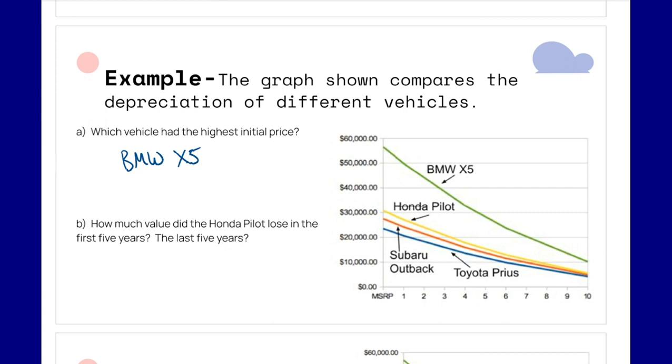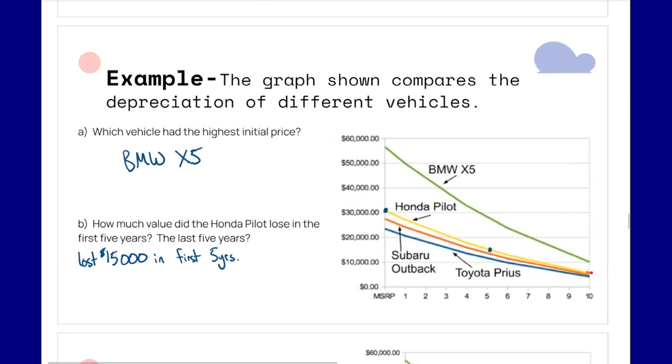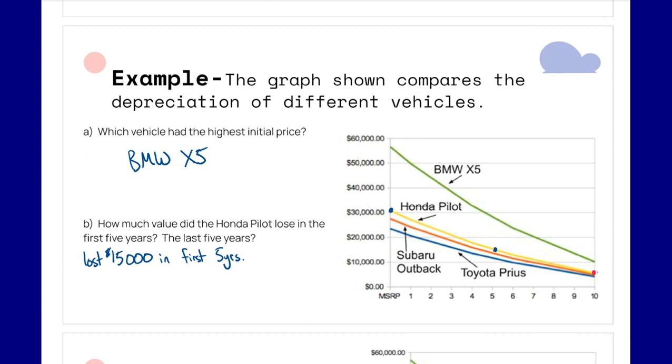How much value did the Honda Pilot lose in the first 5 years? Well, it starts here at about $30,000. After 5 years, it is down to about, say, $15,000. You'd say it lost $15,000 in the first 5 years. And what about the last 5 years? So from 15,000 to about maybe 5,000. In this case, it lost $10,000 in the last 5 years.